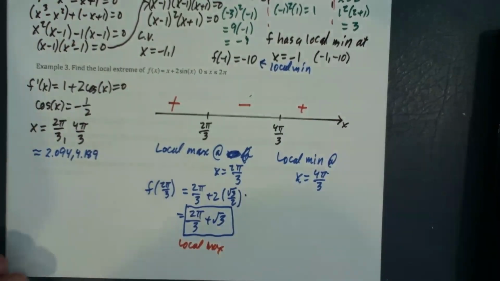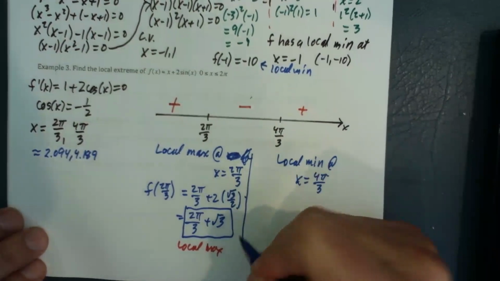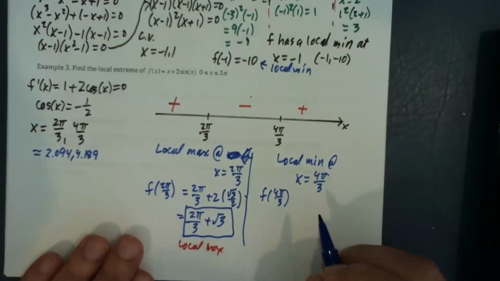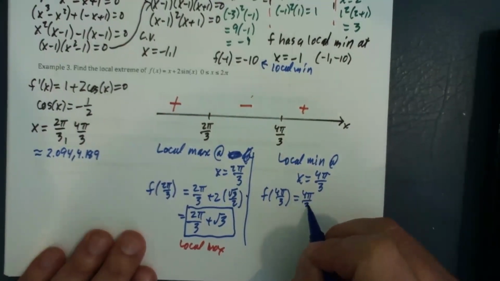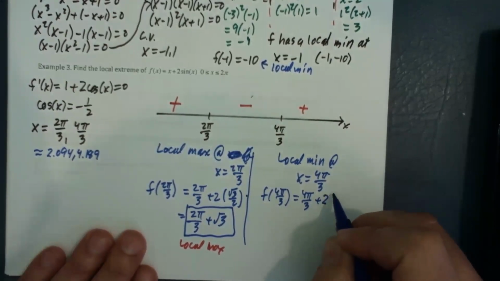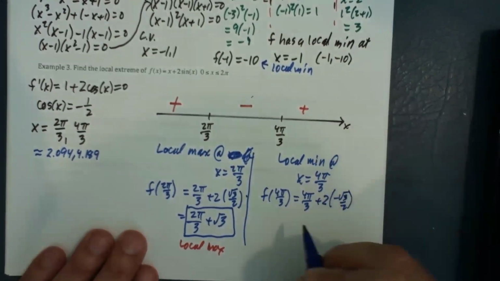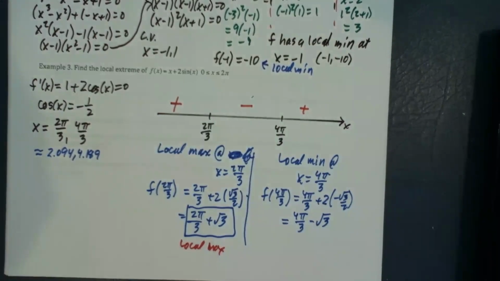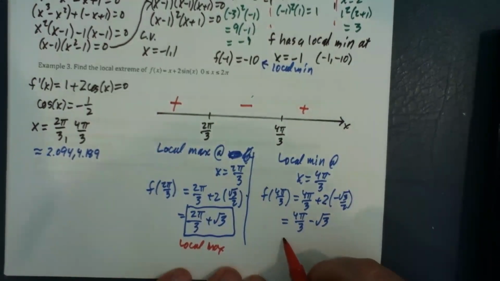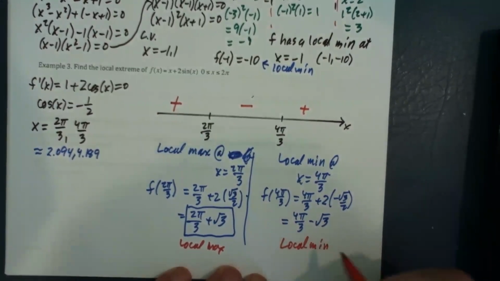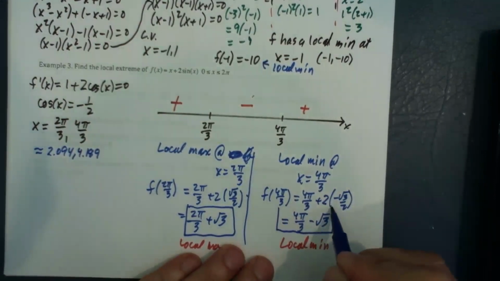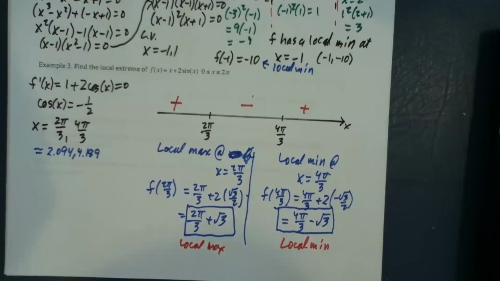And evaluating f at 4 pi over 3. That's quadrant 3. Sine is negative in quadrant 3. And again, this is a local minimum. This is the y value. So this is the actual local minimum. And we have local minimums at x equals this. And so when we evaluate it, we get the y values.